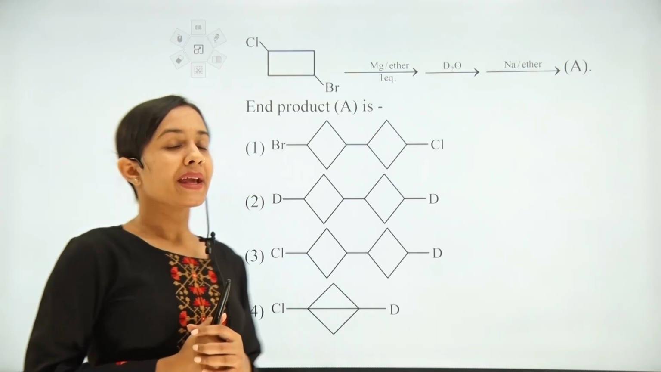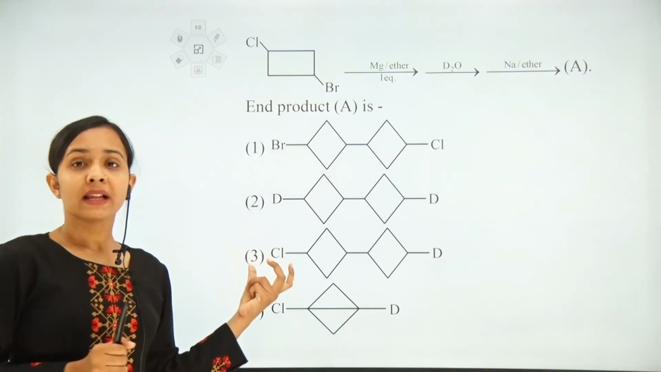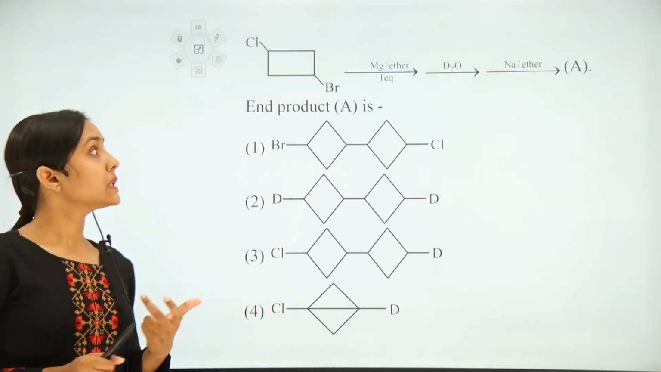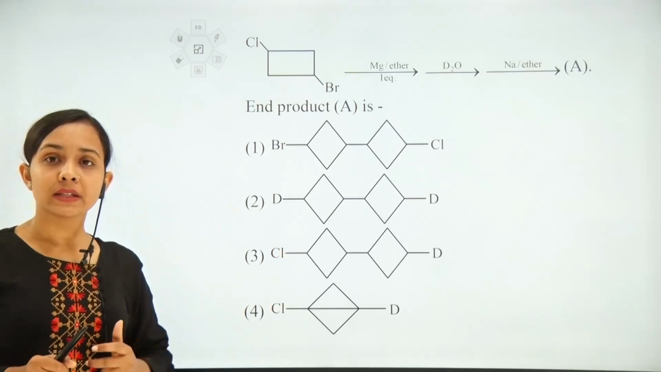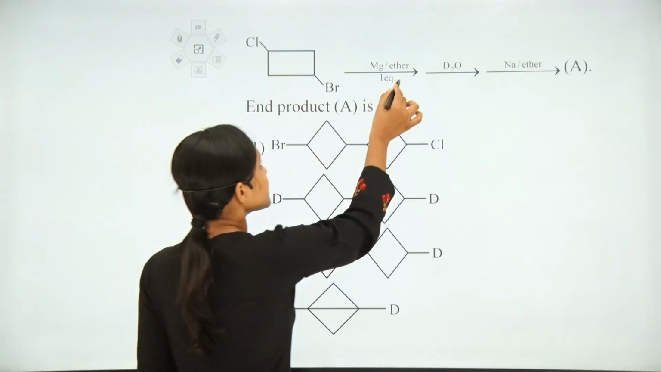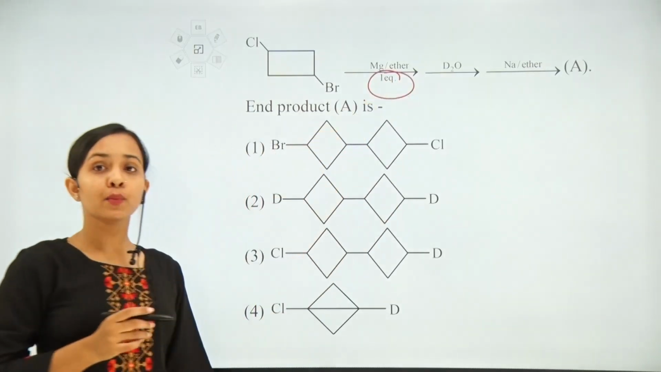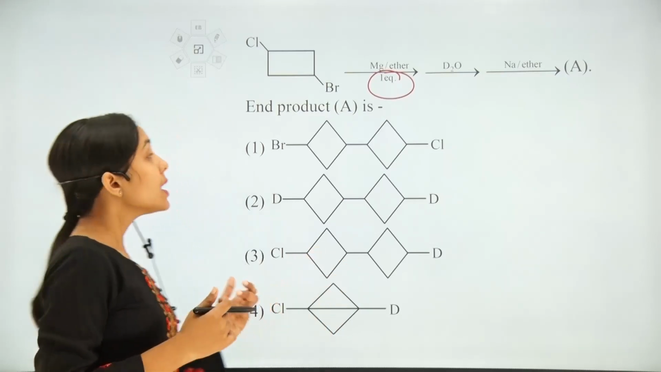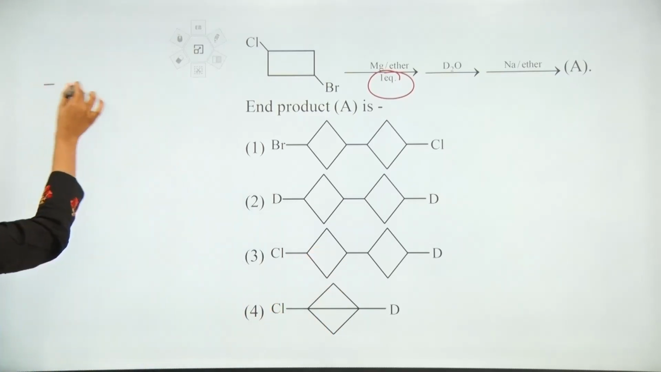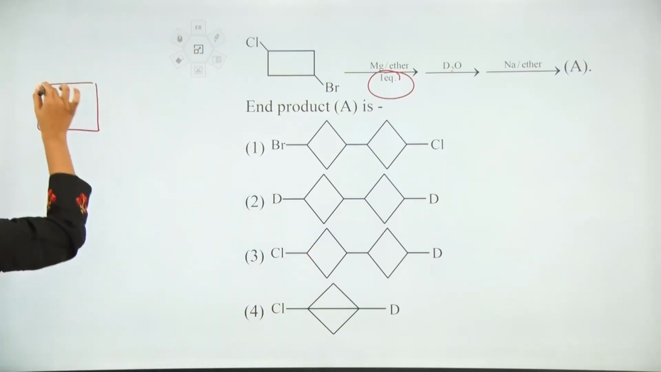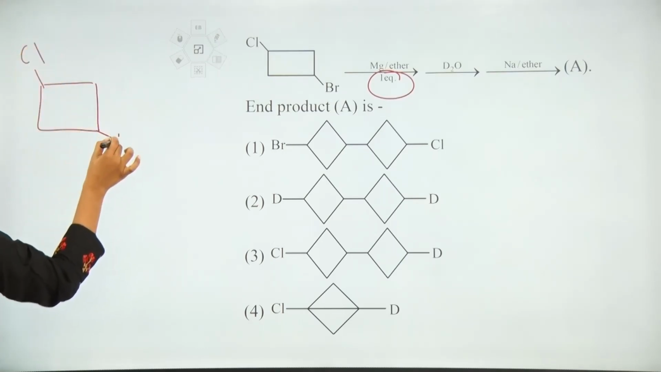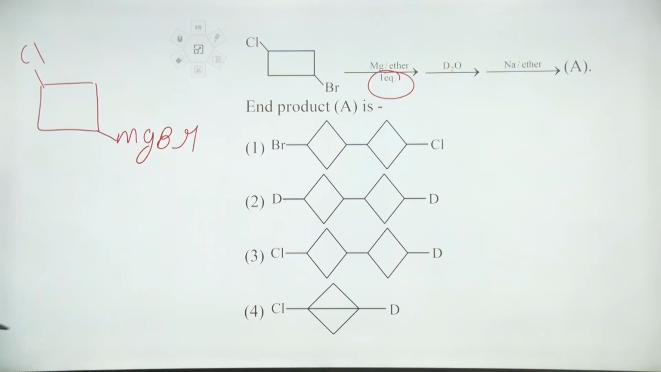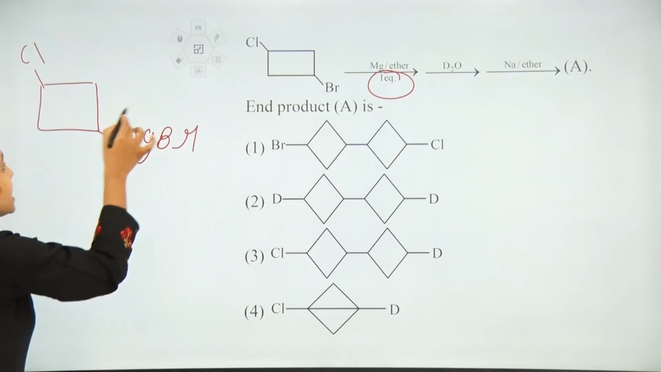Hello dear students, so our next question is, we have this alkyl dihalide, and when this alkyl dihalide reacts with magnesium in presence of ether, and here one equivalent of magnesium is given, right? And we know that the carbon-bromine bond is a weak bond and the carbon-chlorine bond is a strong bond, right? So here the Grignard reagent will form at this carbon atom. Here MgBr will form, right?